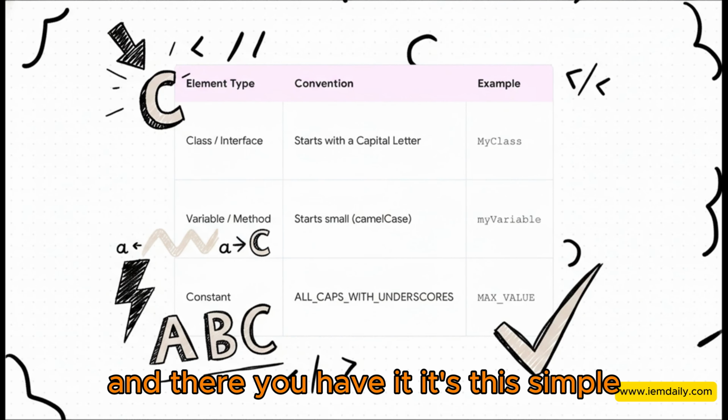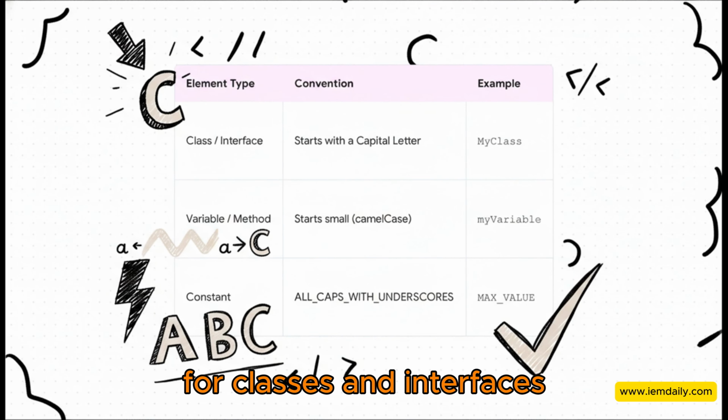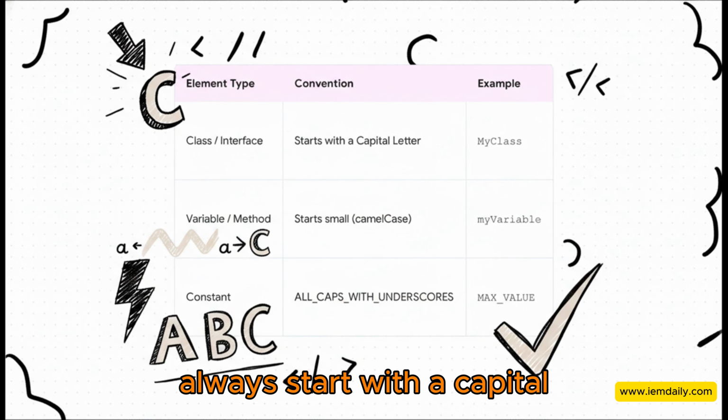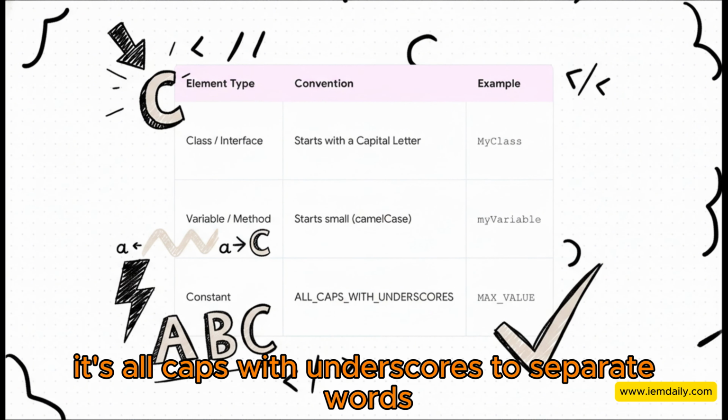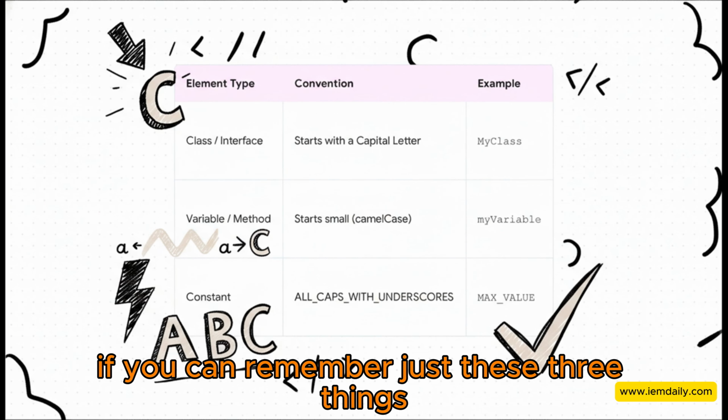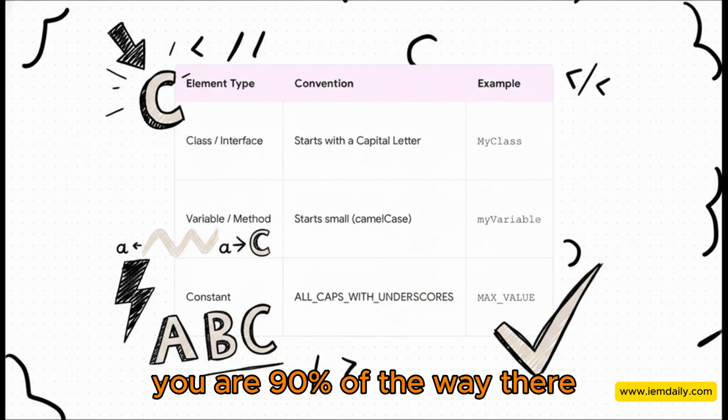And there you have it. It's this simple. For classes and interfaces, always start with a capital. For variables and methods, you start small and use CamelCase. And for constants, it's all caps with underscores to separate words. If you can remember just these three things, you are 90% of the way there.